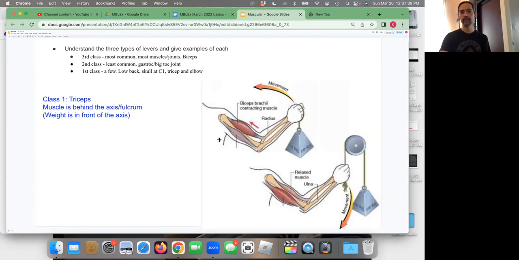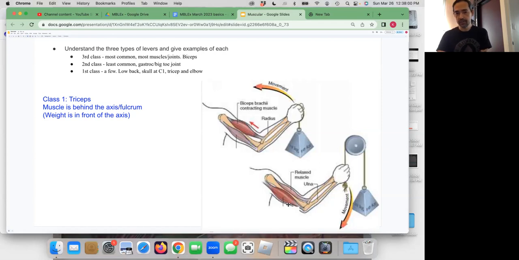So if you look at the tricep muscle, let's look at this one, because in this one the tricep is active and in this one the bicep is active. You see the difference? Here, the bicep is red and shortening, and here the tricep is emphasized red and shortening.